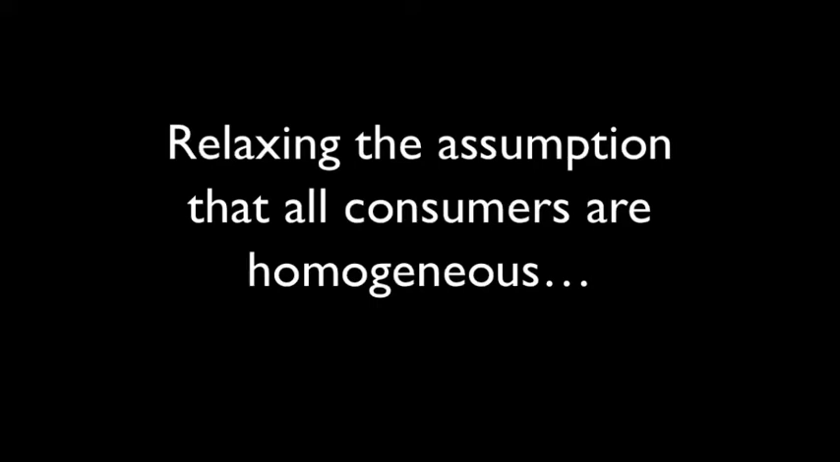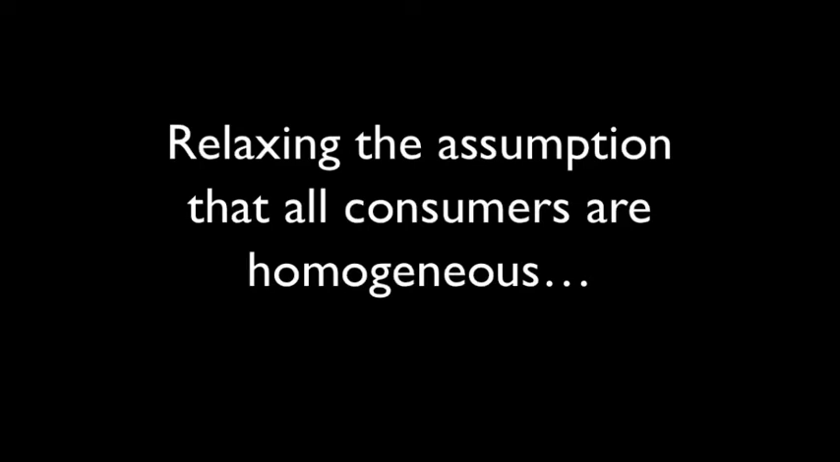Okay, so what we're going to do now is relax the assumption that all consumers are homogeneous. Specifically, we're going to assume, for simplicity, there are two types of consumers, and these two types differ only in terms of their probability of getting sick. We're going to call the two types robust and frail. The robust types are the people who are relatively healthy. The frail types are the people who are relatively sick. Robust's probability of getting sick is going to be denoted P subscript R, and frail's probability of getting sick is going to be denoted P subscript F.